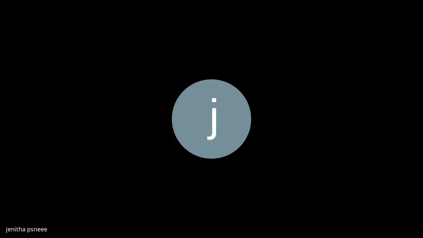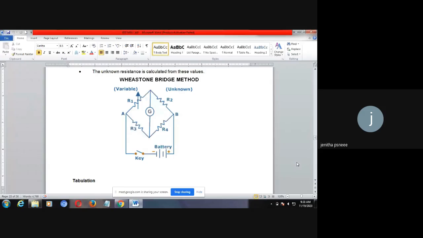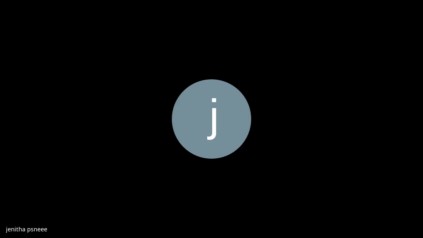So what is the thing in Wheatstone bridge? We'll be measuring the unknown resistance. So what is the principle of bridges? According to the principle, you have to balance the bridge. How will you balance the bridge? The balancing condition is that the galvanometer should show zero deflection. If the galvanometer shows zero deflection, then your bridge is said to be in balanced condition.